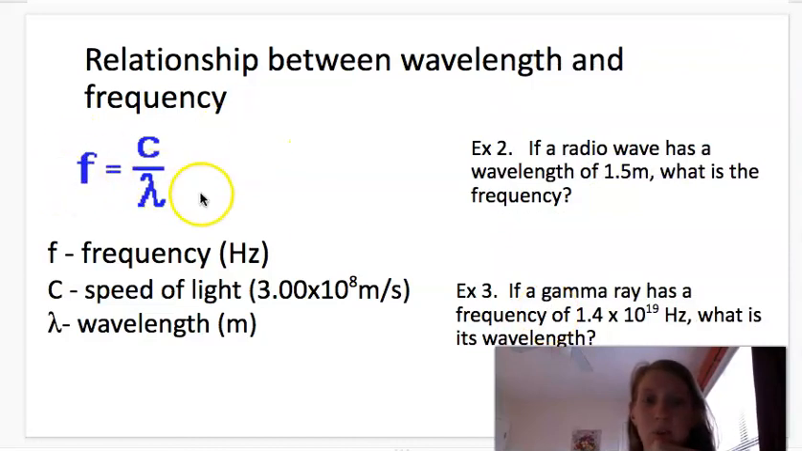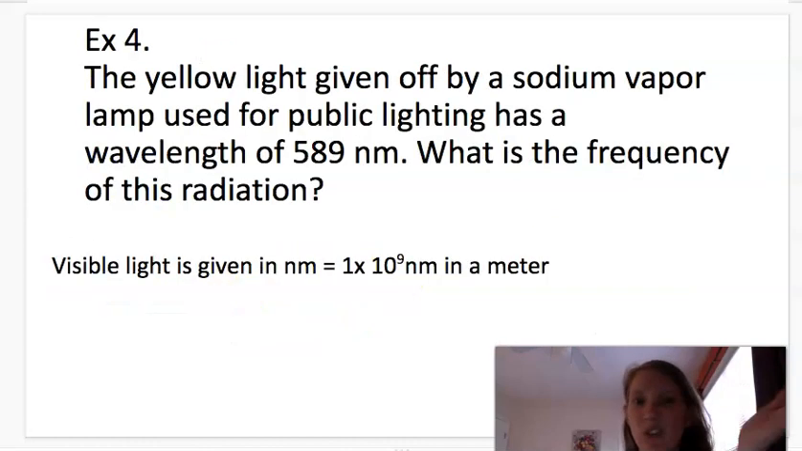This is the same formula from last unit. Velocity over wavelength is equal to frequency. Velocity is going to be the speed of light, 3 times 10 to the 8th meters per second. All right, make sure you know how to do quick little unit conversions.